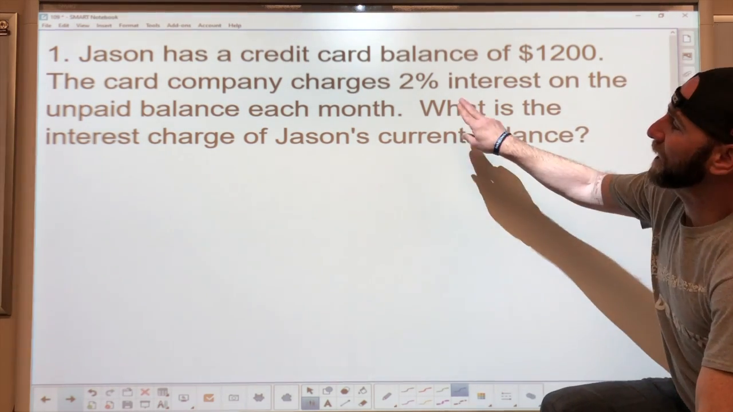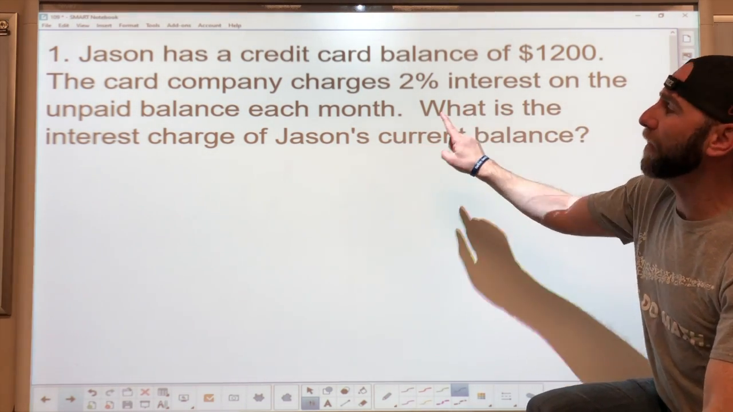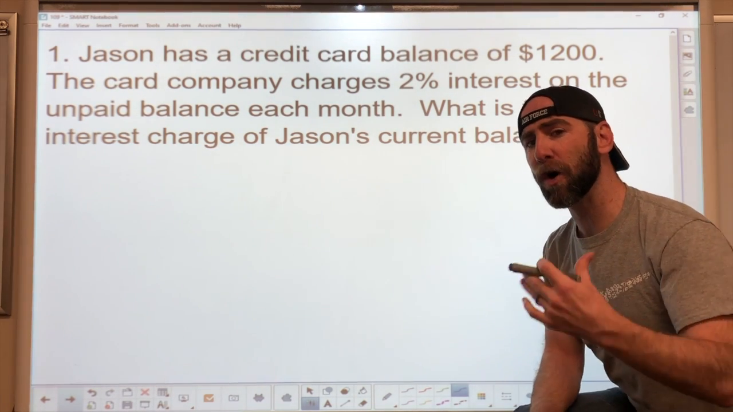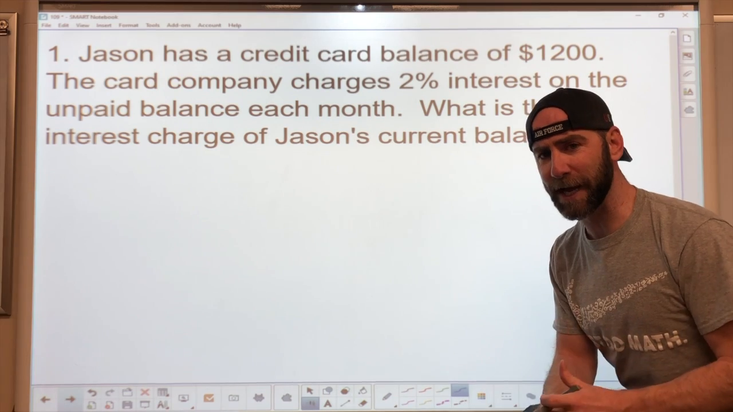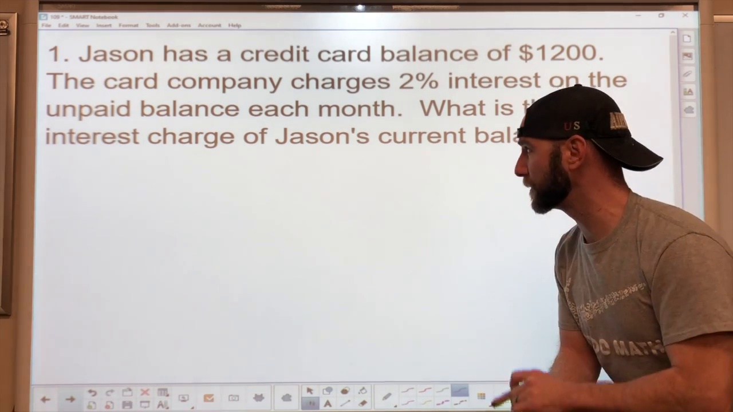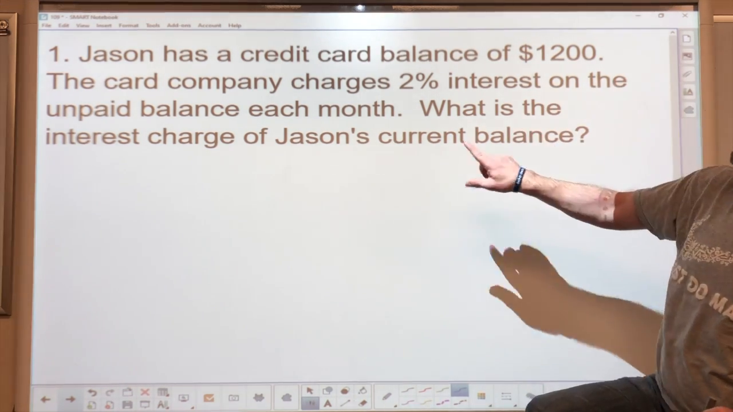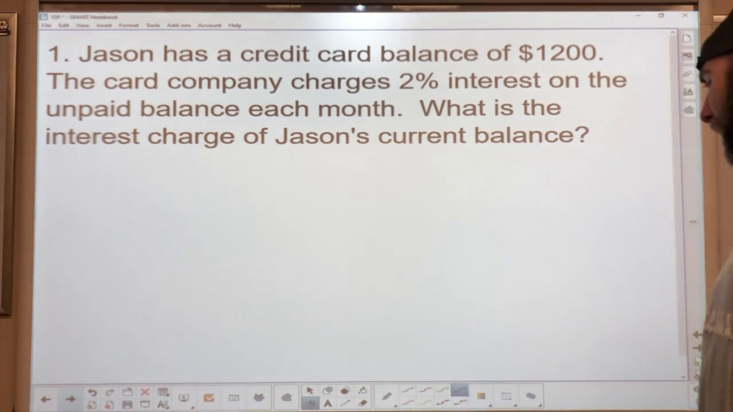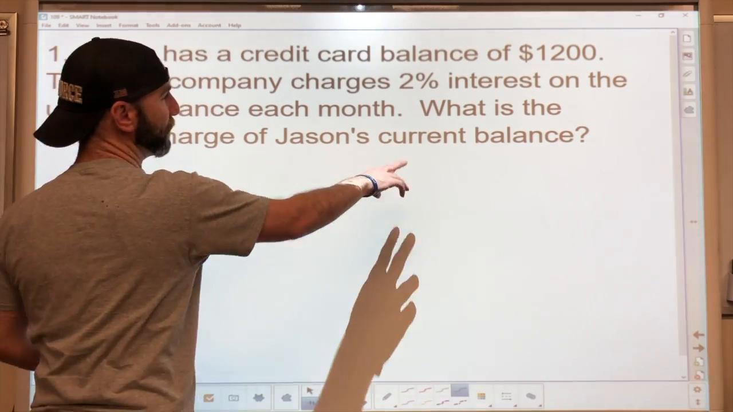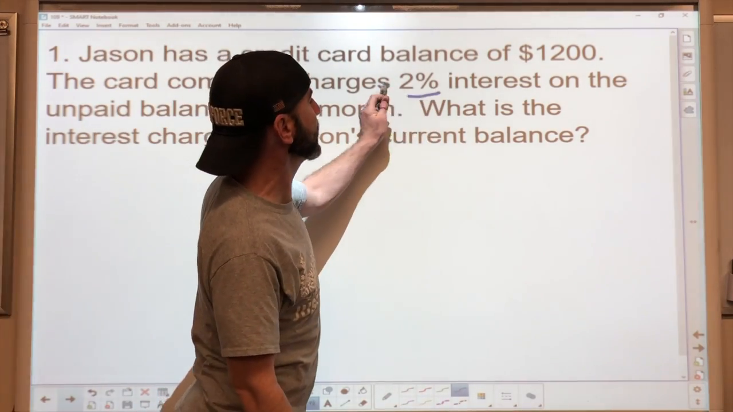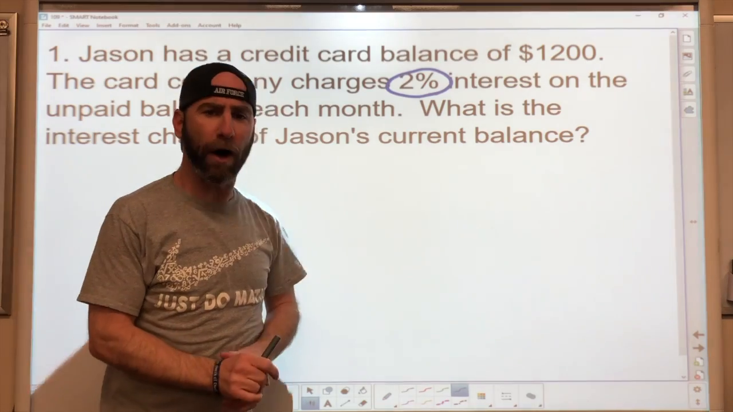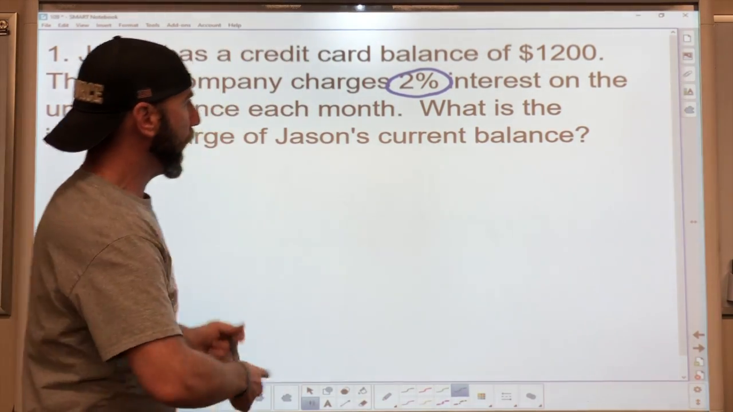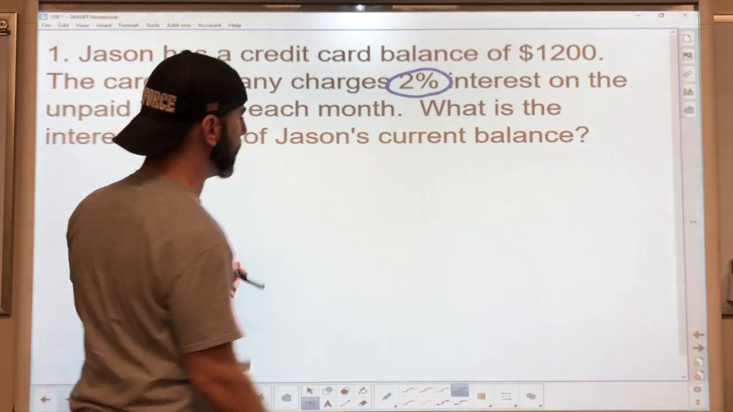So it's 2% every month on the unpaid balance. So how much Jason still owes, they're going to charge him 2% of the amount that he owes. So what is the interest charge of Jason's current balance? To calculate it, remember, if you're dealing with percentages, you always convert to a decimal first and then multiply it by the balance.